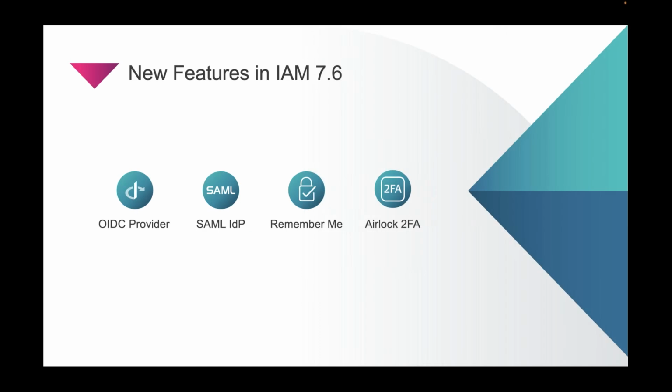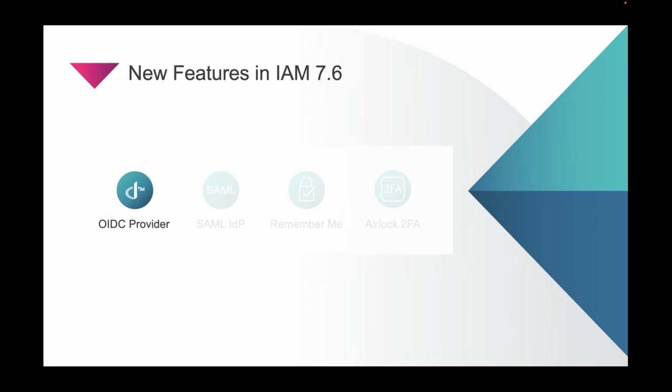So then let's go to the new features in Airlock IAM 7.6. It's roughly about these 4 areas of features, and then there are some more miscellaneous features. We will start first with the OpenID Connect provider, and with that I hand over to Mike.